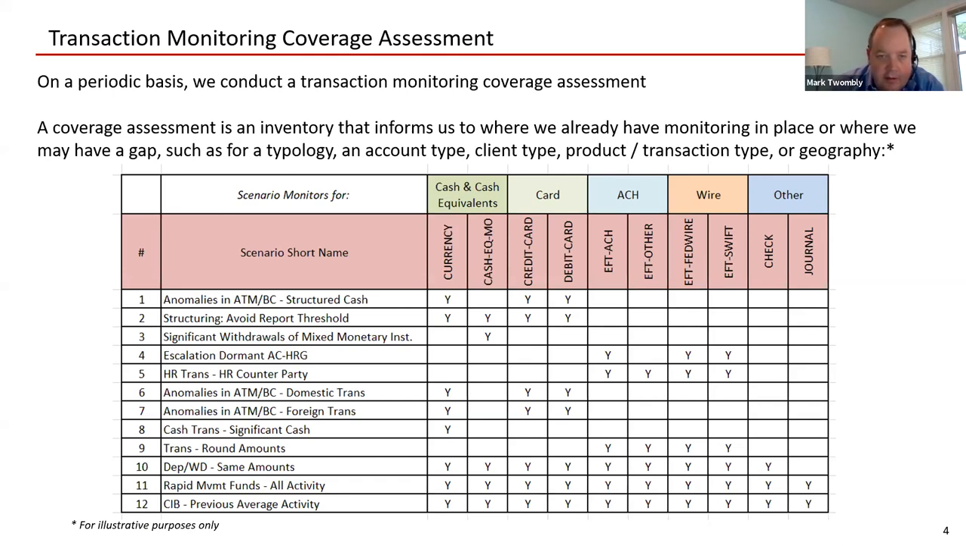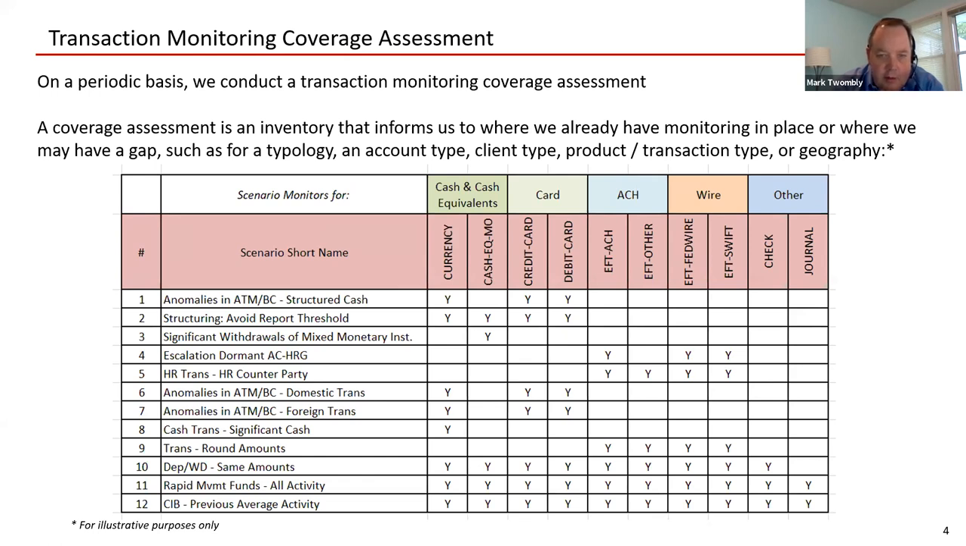So what we have here is a basic matrix to give you an idea of how we'd go about doing this. And we would do it actually for each of the items listed above. In this example, we're just talking about products. Going down the side, we have various scenarios that we maybe have in place. And then across the top, we have the various products that we'd be monitoring for: cash and cash equivalents, cards, ACH, wire, and other.